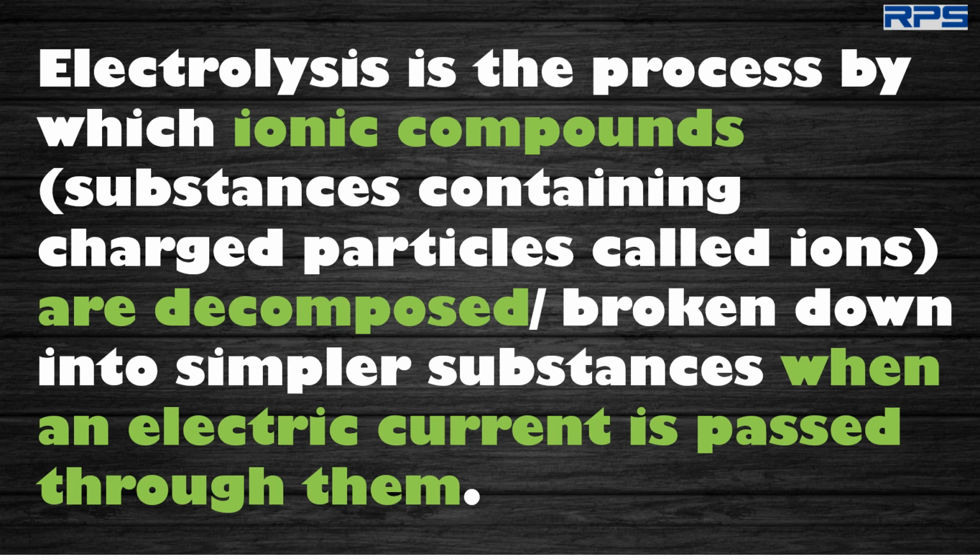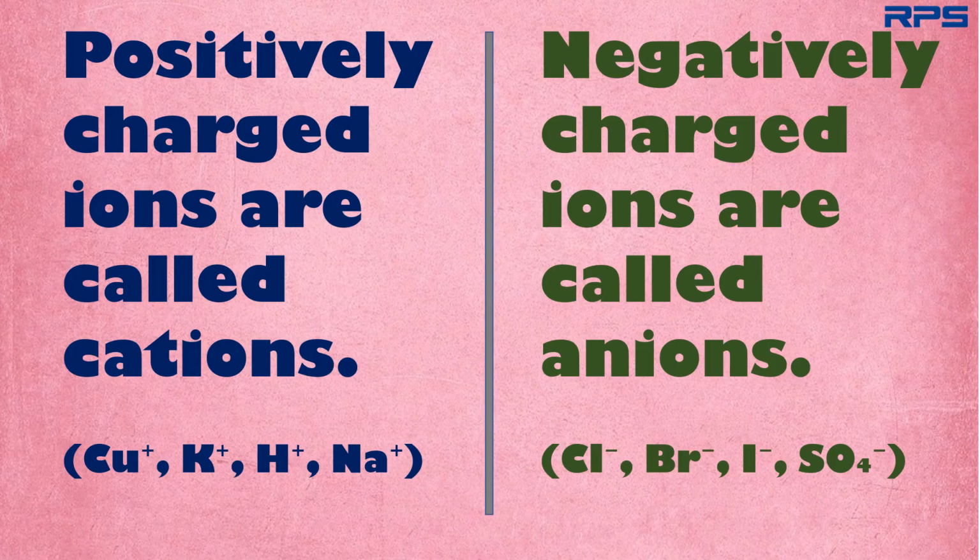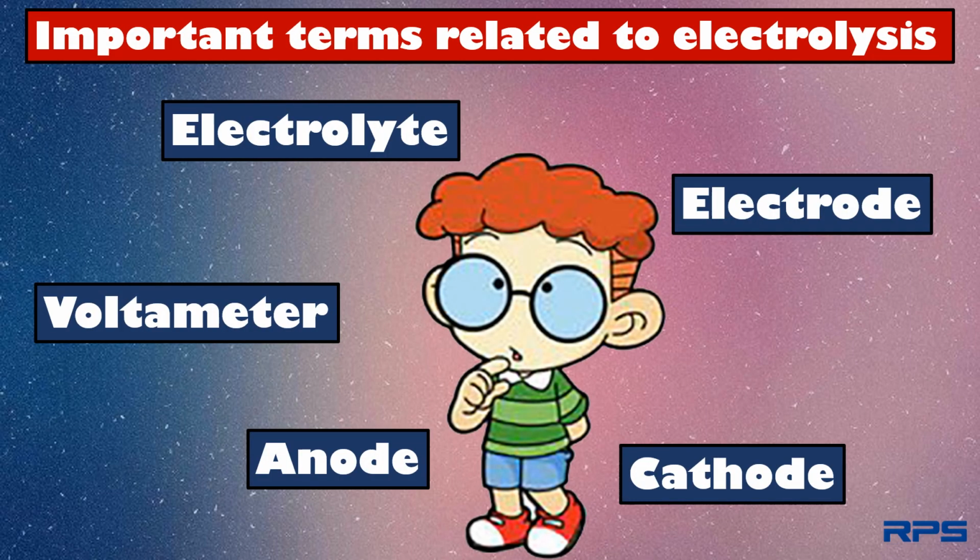Electrolysis is the process by which ionic compounds are decomposed into simpler substances when an electric current is passed through them. Ionic compounds are the substances which contain charged particles called ions. Positively charged ions are called cations, whereas negatively charged ions are called anions. Before performing electrolysis, we need to understand some important terms related to its experimental setup.